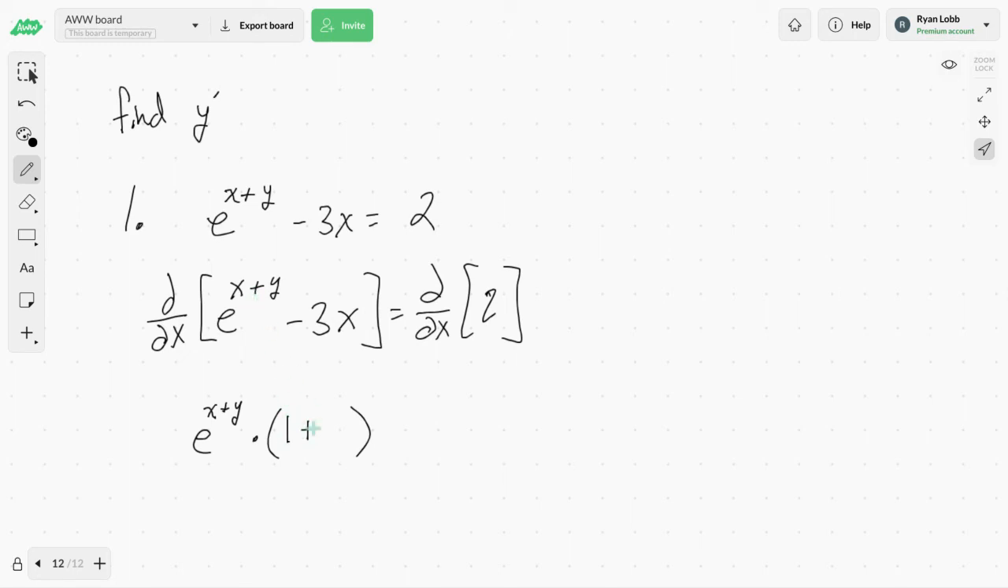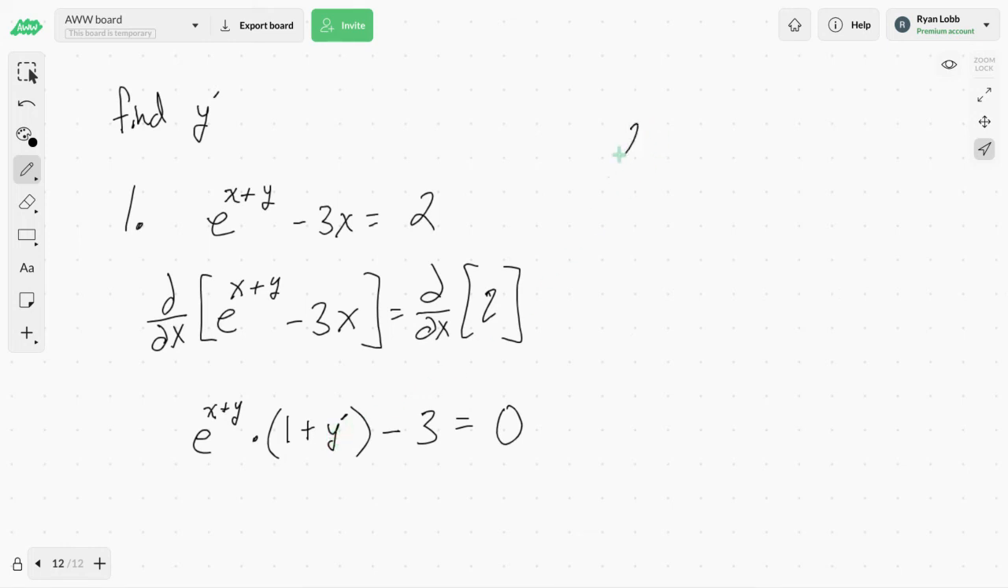Plus the derivative of y, y prime, minus the derivative of 3x with respect to x, equals 0. Okay. Now in this case, we want to solve for y prime. Sometimes, just because of the nature of how this looks, the complication of solving for y prime becomes more difficult. It really shouldn't be.